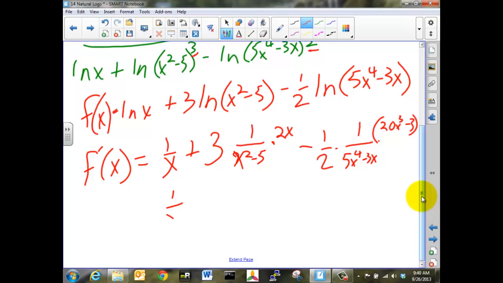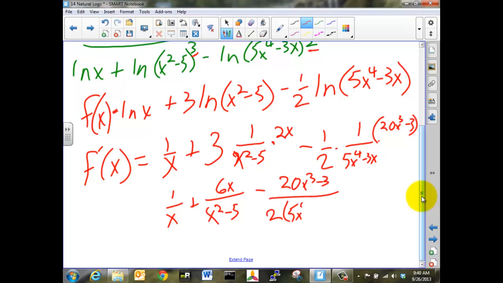And now we get 1 over x plus 6x over x squared minus 5 minus 20x cubed minus 3 over 2 times 5x to the fourth minus 3x. Yes, I would say let's leave it like that. We could do it with a common denominator a couple of times and add them together, but that would be painful.